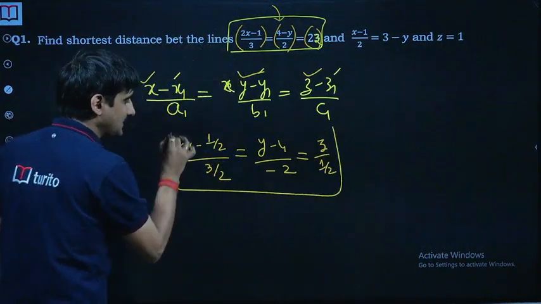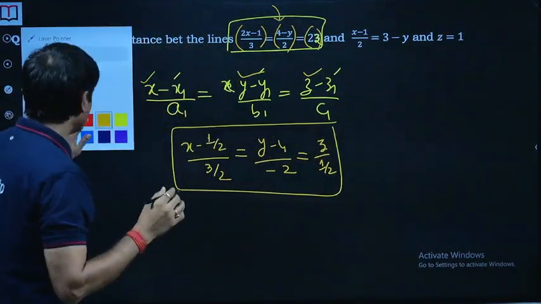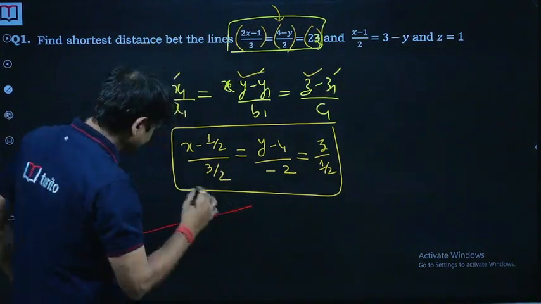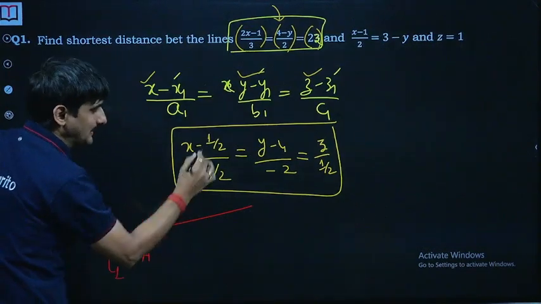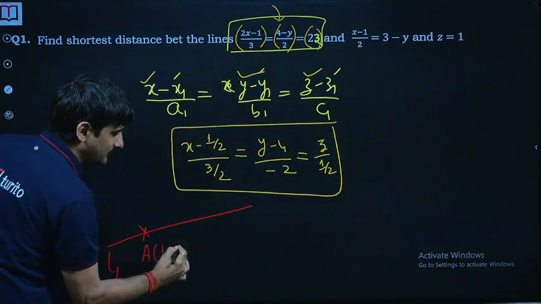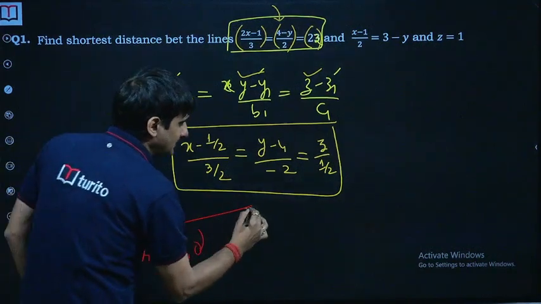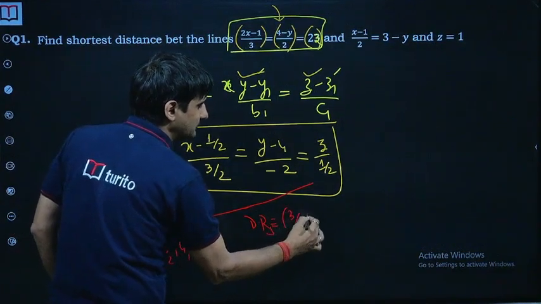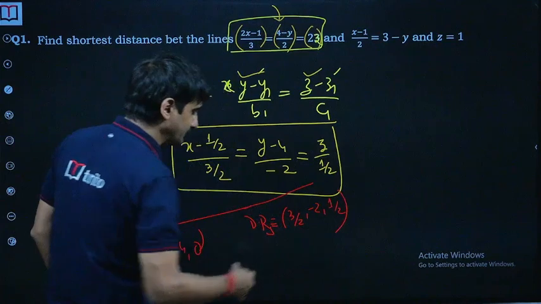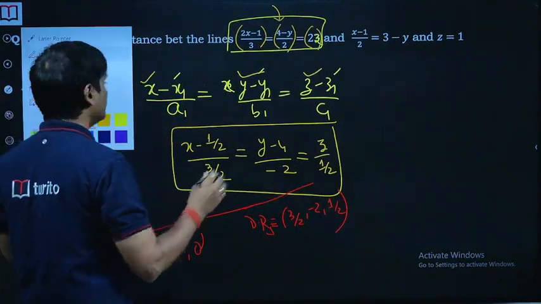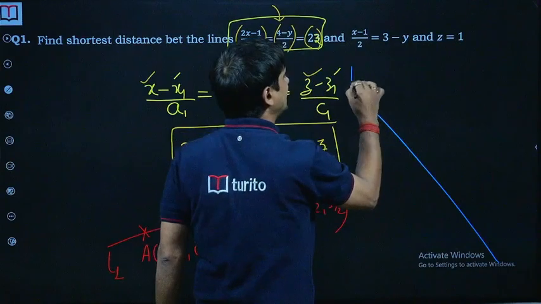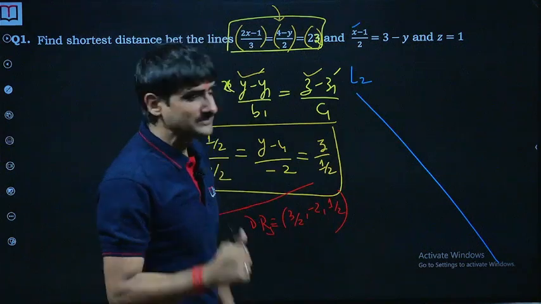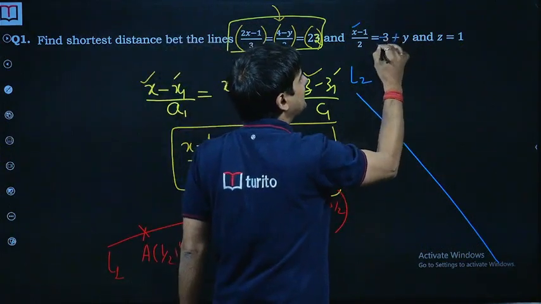Now you can compare it. The point through which this line, let's say line L1, passes, x1, y1, z1, is half comma 4 comma 0, and the DRs of the line are, children, 3 by 2 comma minus 2 comma half. That's one thing. Now similarly we will do it for the second line. Let's say this is line L2. Here again, the coefficient of x is already positive 1, so it's okay. Here you will divide by minus 1, that's it.